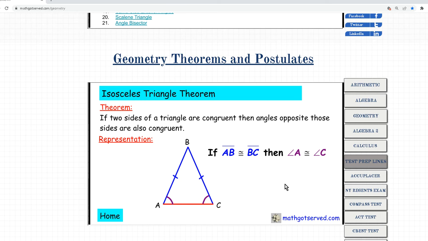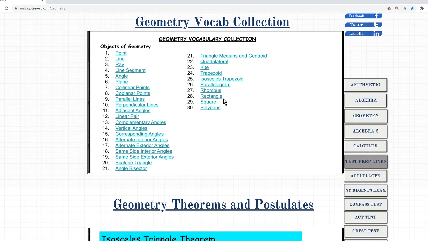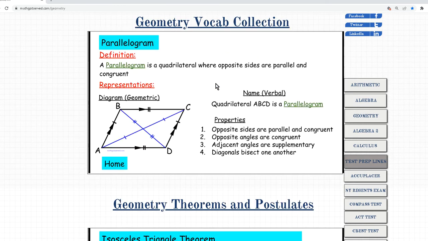It says that if two sides of a triangle are congruent, then the angles opposite those sides are also congruent. So if AB is congruent to BC, then the angles opposite those two sides, angle A and angle C, are also congruent. Very important. Keep that in mind. And then if we go to our vocab section and go to parallelograms, we all know what parallelograms are, right? A quadrilateral where opposite sides are parallel, and they're also congruent. Let's note properties 2 and 3.